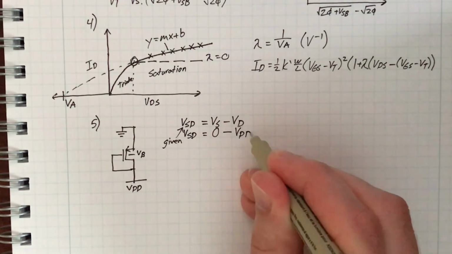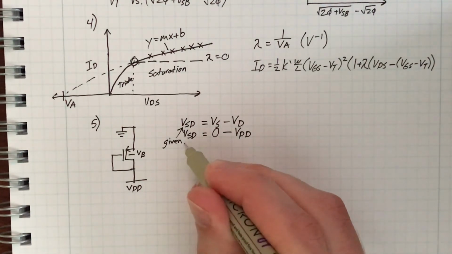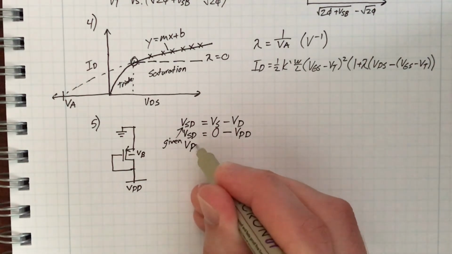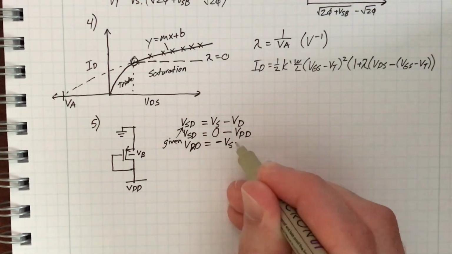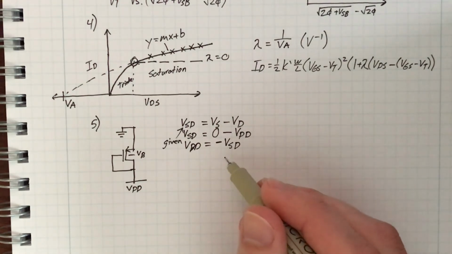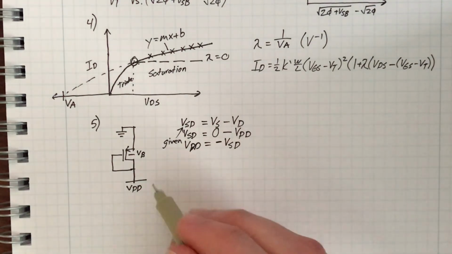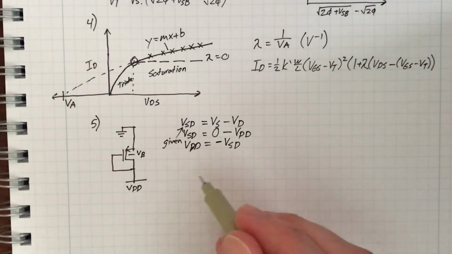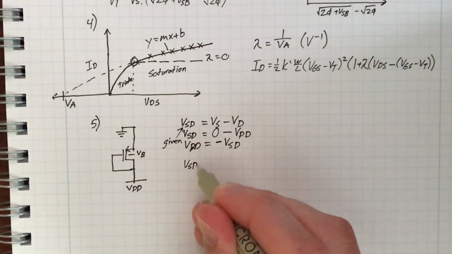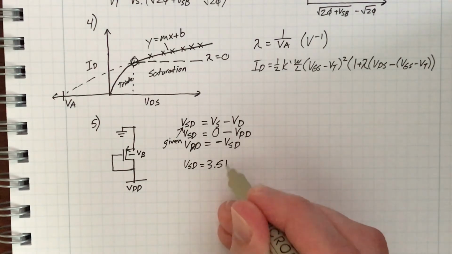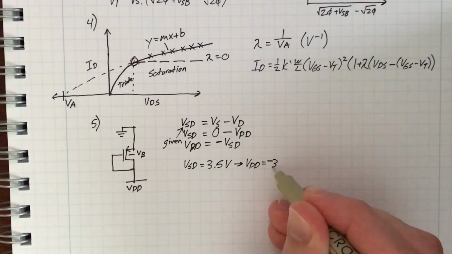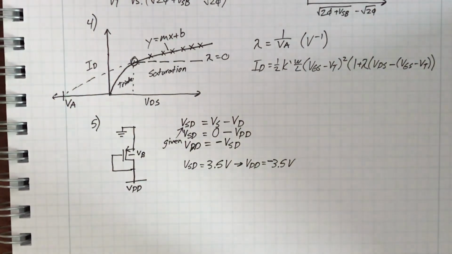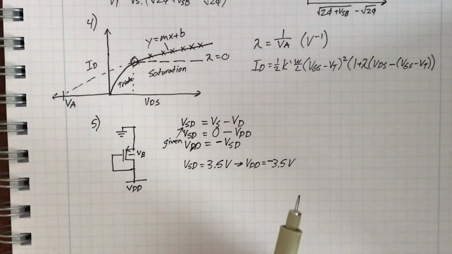So just substitute that. You rearrange, and VDD is equal to minus VSD. So whatever values of VSD they ask you to use, you just take the negative of it, that's what you apply. So for example, VSD equal to 3.5 volts, you would set VDD equal to minus 3.5 volts. Okay, so not as hard as what you might have originally thought when you looked at the question.